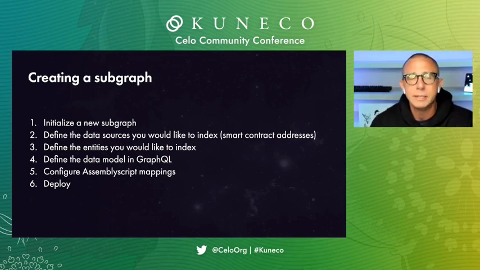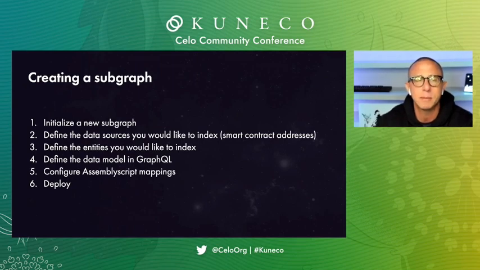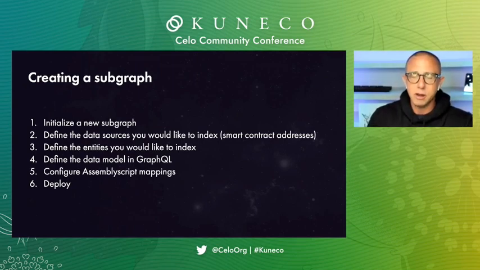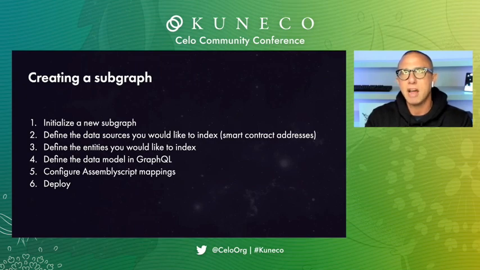Before we walk through that, let's look at the different steps that are needed to create a subgraph. First of all, you need to initialize your basic subgraph boilerplate project. The core of what a subgraph is, is this YAML file that defines all the different properties that our subgraph is made up of. So things like the smart contract address, the entities that we'd like to store, as well as our data model and things like that. So first of all, you initialize your subgraph, and you define the data sources that you would like to index.